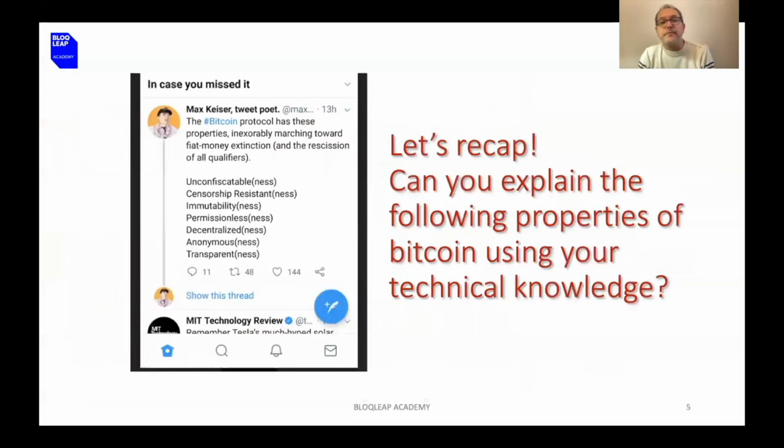Now, this is Max Keiser, who is really an important person in the Bitcoin ecosystem. One of his tweets is really good because it explains the fundamentals of blockchain.